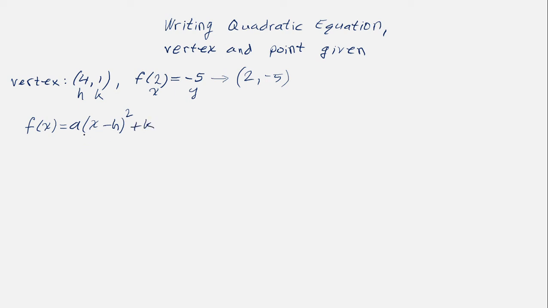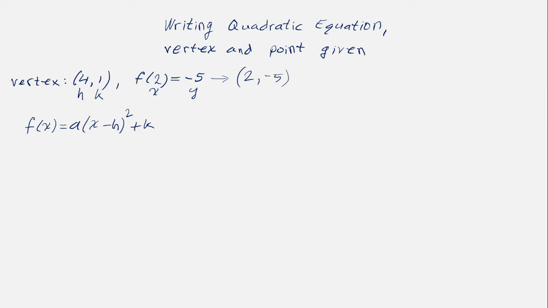Now, if we wanted a more complex vertex form, we would put a coefficient b in front of x. But for what we are doing here today, we don't need that. So let's start.